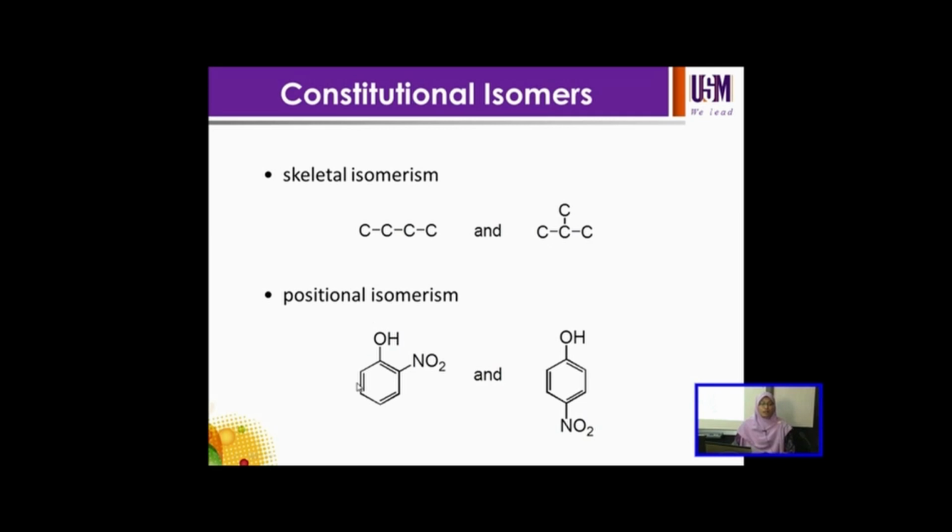We can also differentiate constitutional isomers in terms of their position. Here we have the backbone of phenol, and we have a nitro group at carbon number 2. This is called ortho-nitrophenol. But the nitro group can also be attached at carbon number 3 or 4. In the case of carbon 4, we call it para-nitrophenol. So there is a difference in terms of their position, but the molecular formula is the same.